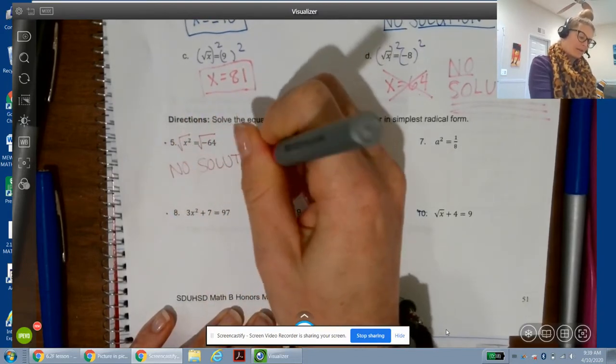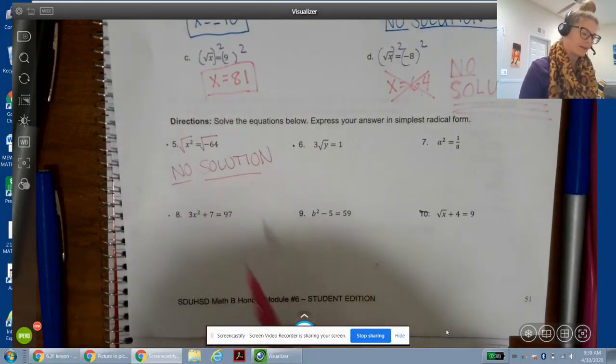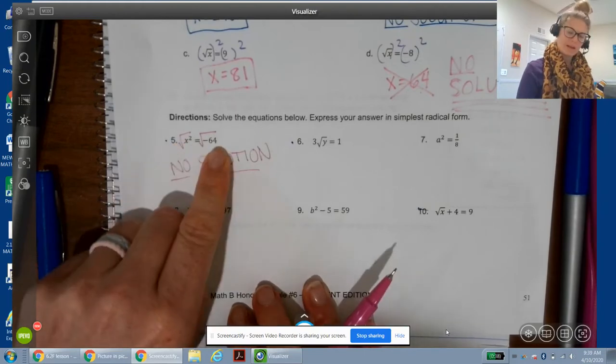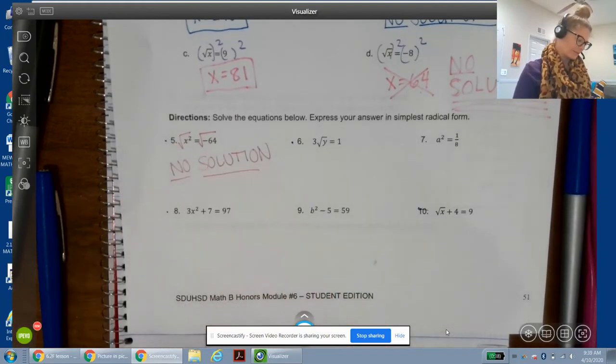Maybe you're being a little bit of a math robot. Boop, boop, beep, beep. And you just took the square root of negative 64 and said it was 8. Well, then if you substitute 8 squared, would that be negative 64? Nope. Okay, let's move on to the next one.